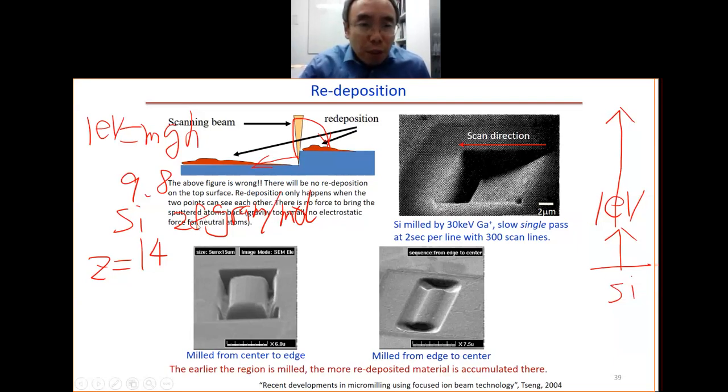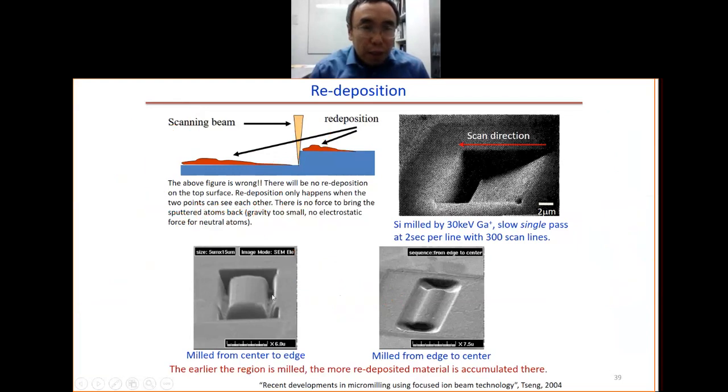So knowing 28 grams per mole, we can calculate the mass of one single silicon atom: 28 grams divided by Avogadro's number. And in the end, you get the height. How much is the height? 350 kilometers. Even though it's only 1 electron volt, it can go to 350 kilometers. So we can ignore the gravity. So this drawing, as I said, is rough. No material, no redeposition here.